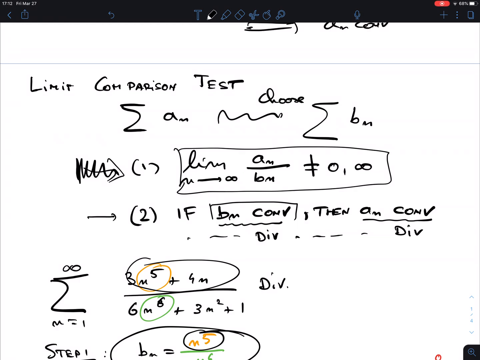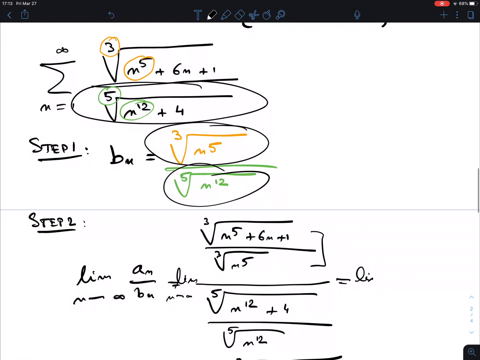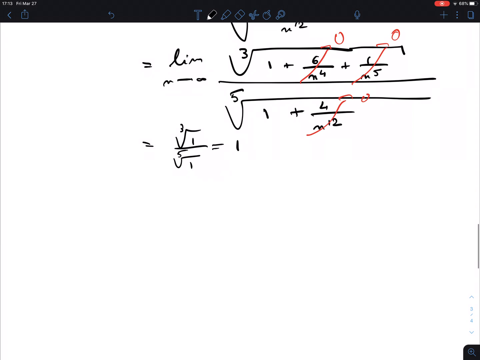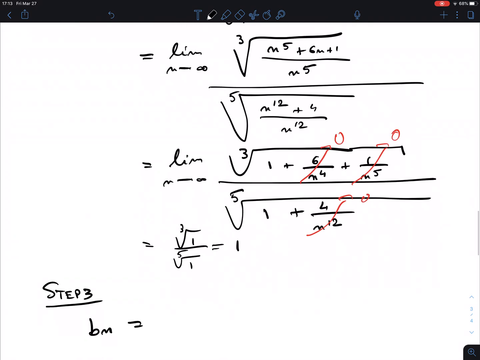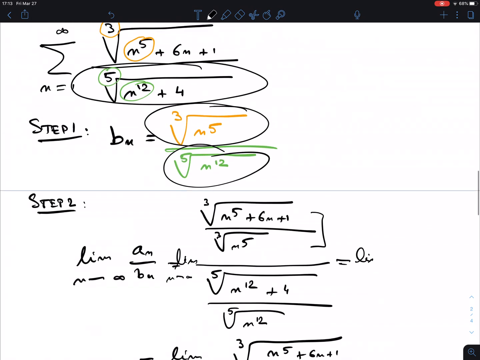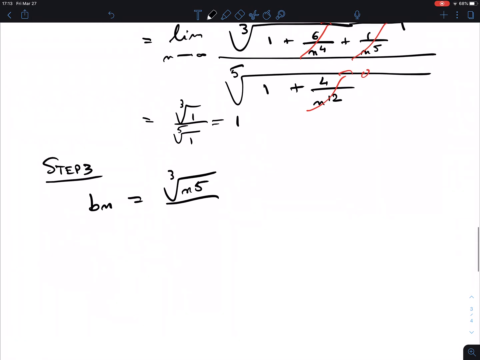It just verifies whether you have the right Bn. In other words, does it make sense to do the next step? And what is the next step? That's the one now where we will know what's going on. So now we have step 3, we go back to what Bn is. So Bn, let's write down, it was the cube root of n to the fifth divided by the fifth root of n to the 12th.